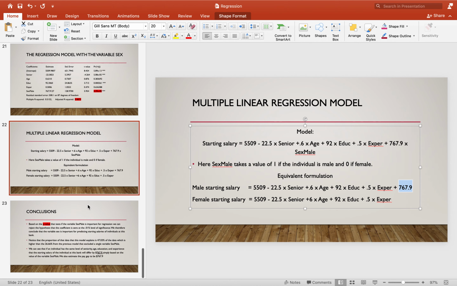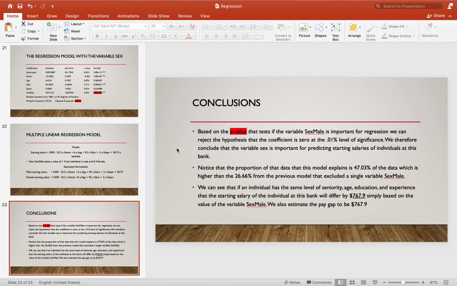Okay, so just to the conclusion, based on the p-value, which is one of the main points, p-values are really essential in statistics. The p-value tests that the variable sex male is important for regression, and we can reject the hypothesis that the coefficient is 0, which means that the variable sex male is important for determining starting salary.